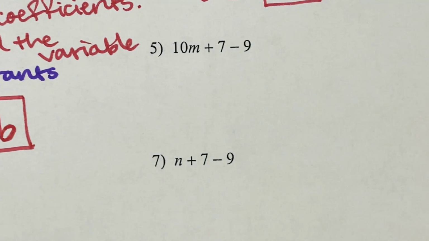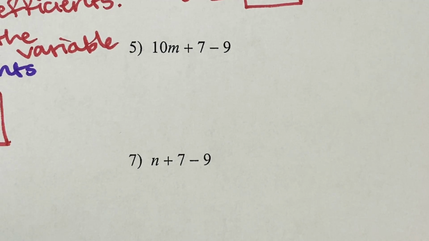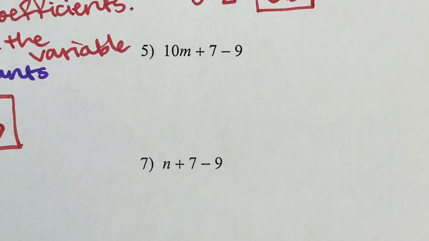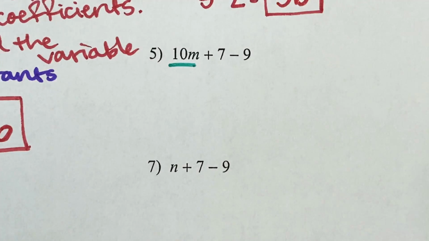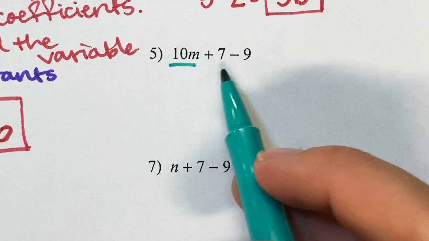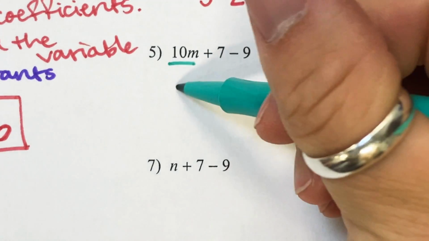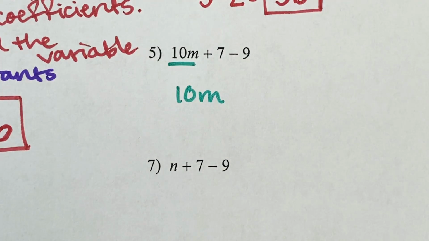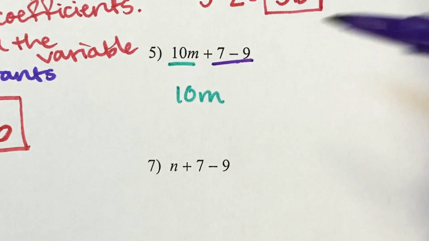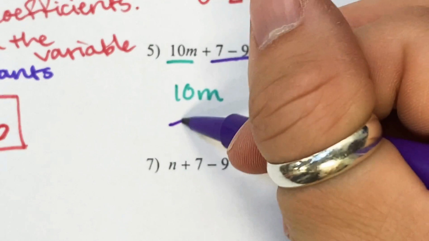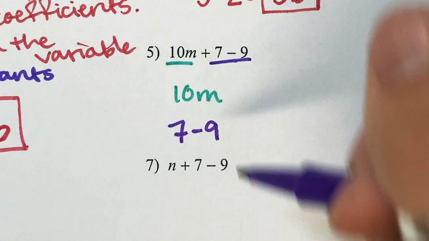Okay, number 5. So let's identify our like terms here. I see one term with a variable, this 10m. Do you see any other terms with an m? Nope. So we know that the 10m is just going to stay 10m. What about this 7 minus 9? Our constants right there. What is 7 minus 9? What is that going to give me?